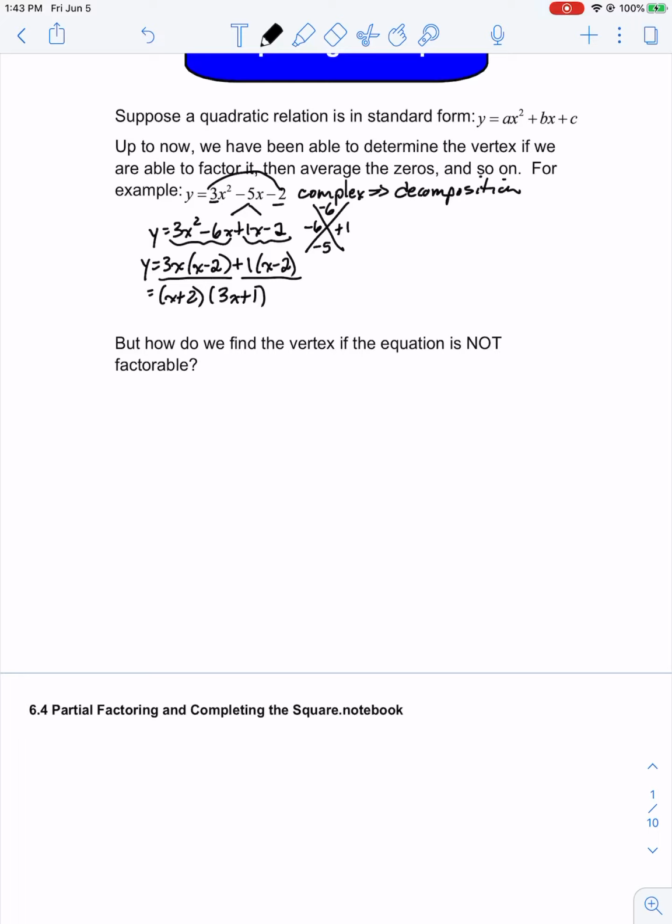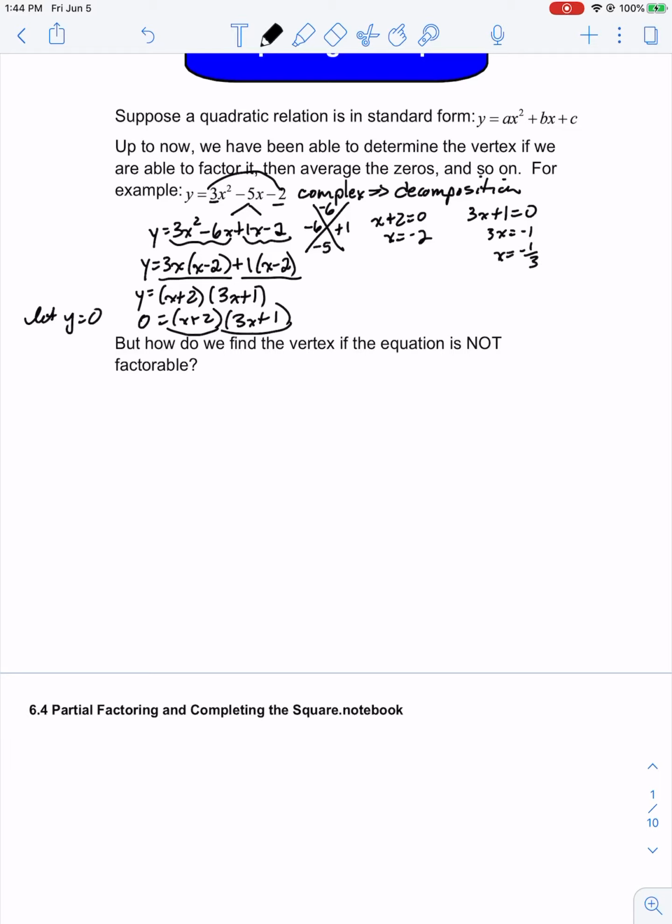Now, normally we would now find where the x-intercepts are, and to find the x-intercepts, let y equal 0. So 0 equals x plus 2 times 3x plus 1. And for that to equal 0, either this bracket equals 0 or that bracket equals 0. You might have remembered the pattern that happens, but if you don't, you can just set those brackets equal to 0 and solve for x. So then 3x plus 1 equals 0. Bring the 1 over, that's a negative 1. Divide both sides by 3, and you get x equals negative 1/3.